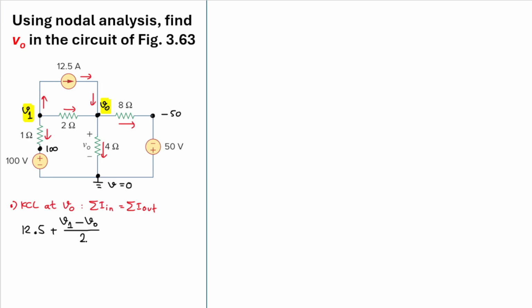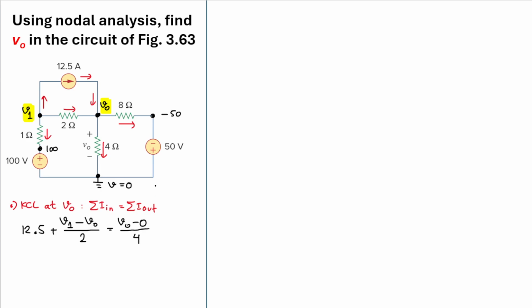Good. The other two currents are going out, so I will have an equal sign here. Again, we can calculate this current by Ohm's law. The current comes from V0 and goes to the ground, which is 0, so I'll have V0 minus 0, divided by the resistance between them, which is 4.